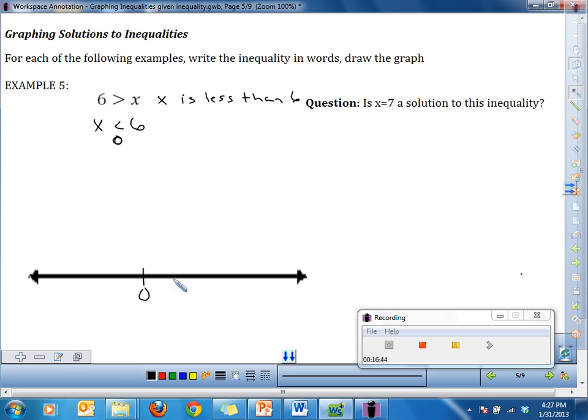And go ahead and draw out my number line. So I have 0, 1, 2, 3, 4, 5, 6, 7, 8, 9, 10. Negative 1, 2, 3, 4, 5, 6, 7, 8, 9, negative 10.